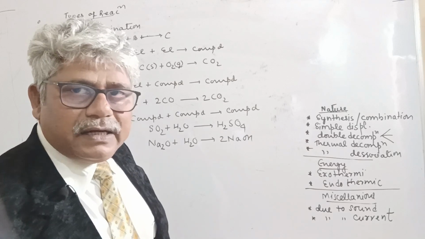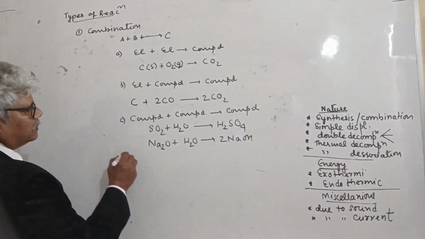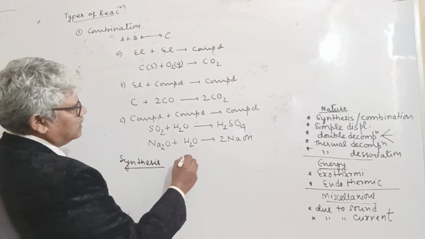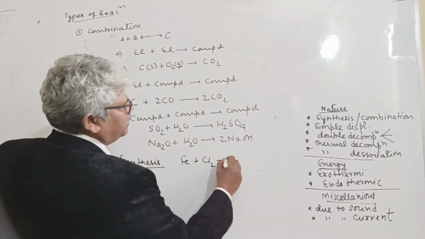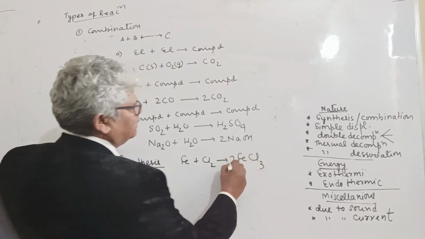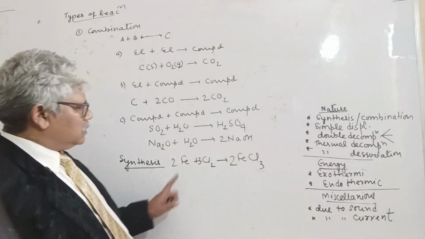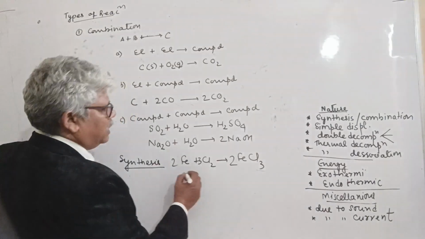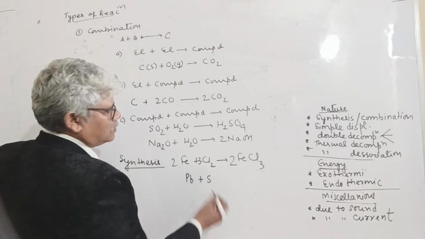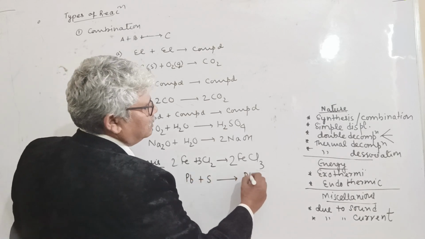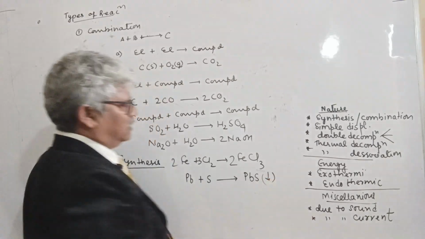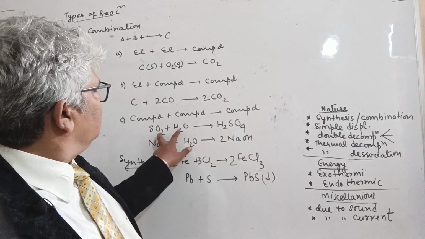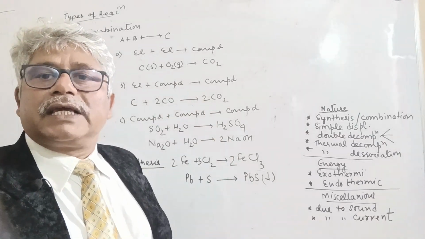There is one significant type which is called synthesis. This is a very important question for higher classes. Deliquescent salt prepared by synthesis reaction. Now this is metal, this is non-metal, this is salt. Same way, molten lead, heated, with molten sulfur gives lead sulfide, which is a precipitate. So in this combination you can see 2 substances giving one substance in all the cases.